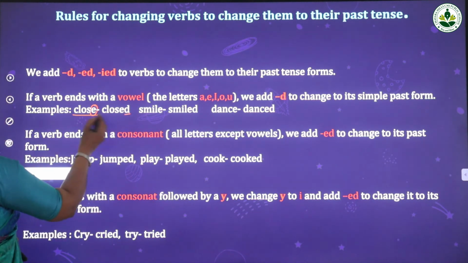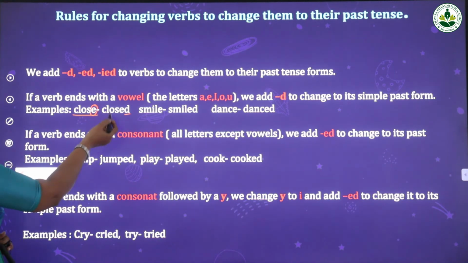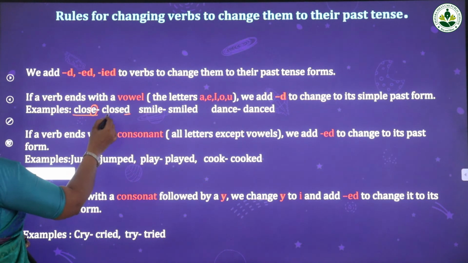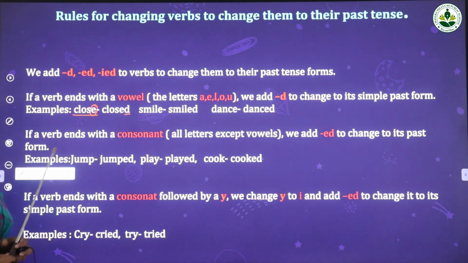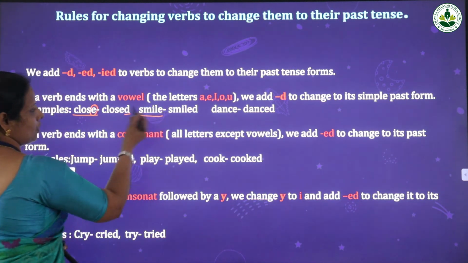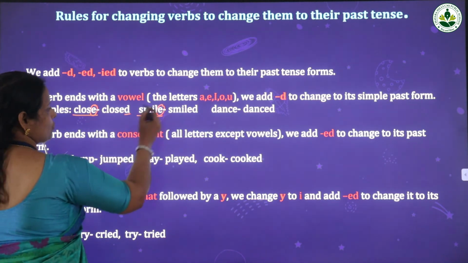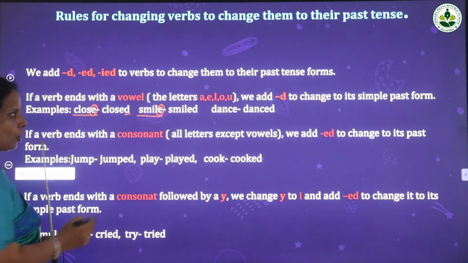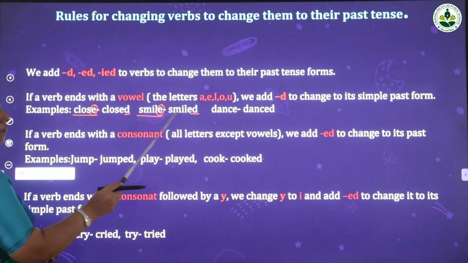See, the past tense of close is closed. The spelling of close is C-L-O-S-E, and the past form spelling is C-L-O-S-E-D. It is enough to add d at the end. Then the second word is smile. The verb ends with the vowel E, and to form the past form, it is enough to add d at the end. Smile, smiled.